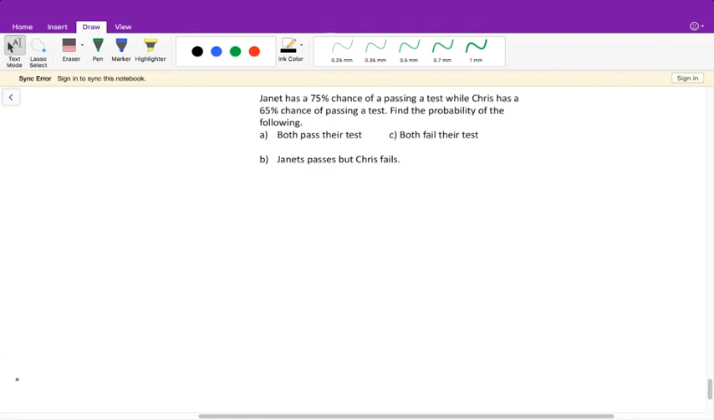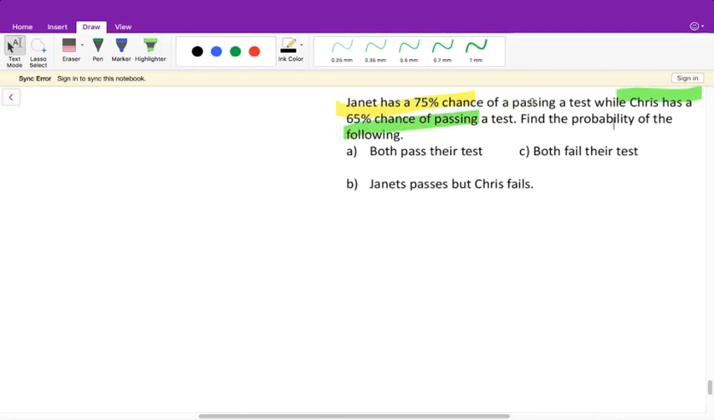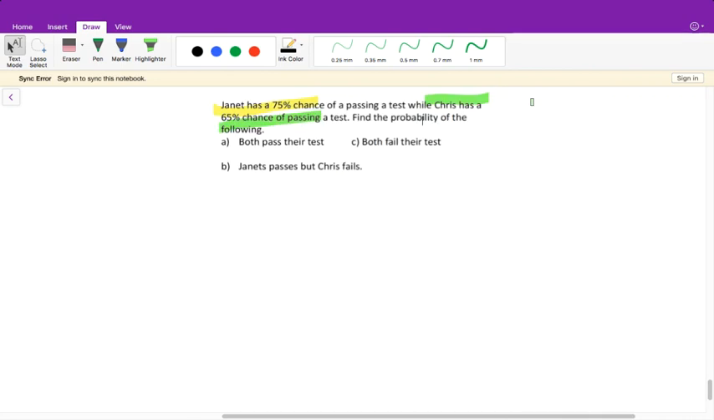All right, so for this one here, it says Janet has a 75% chance of passing her test, while Chris has a 65% chance of passing his test. So find the probability of the following. Right now, when you're reading this, make sure that you are reading this properly. Right? Because I might say Janet has a 75% chance of failing a test, while Chris has a 65% chance of passing. Make sure you're understanding what I give you. Right? So don't just start jumping to conclusions because we did this example that they both are passing. Right? Make sure you're actually reading it.